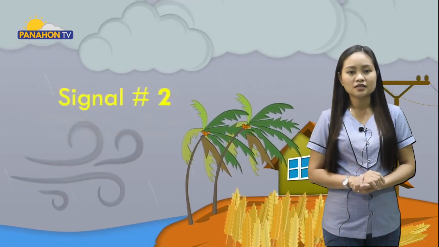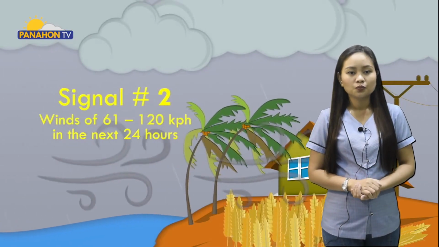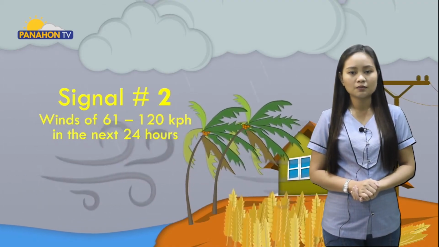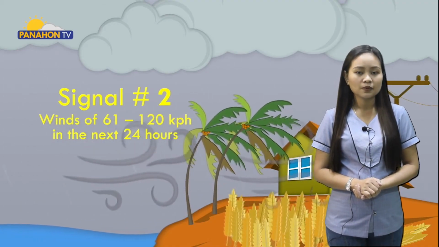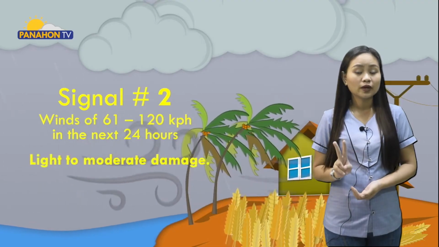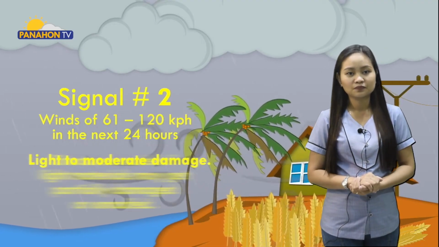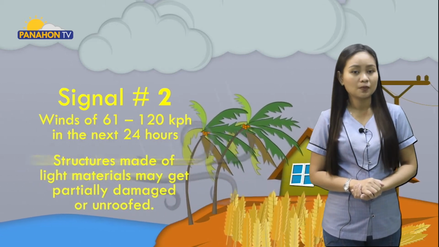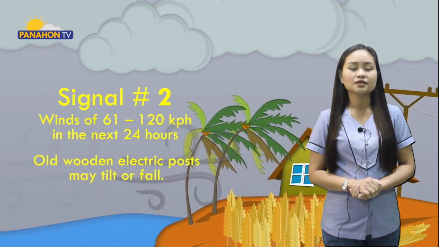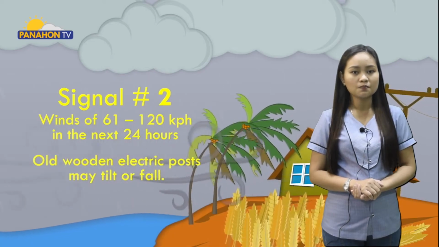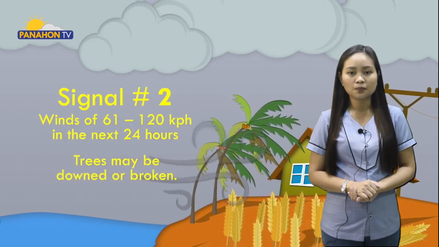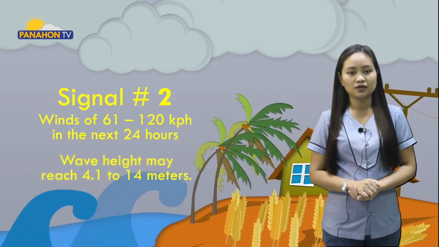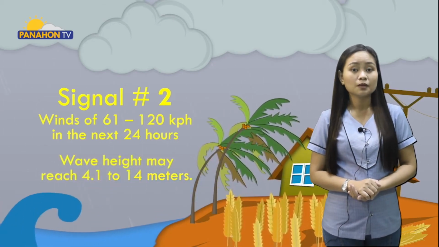Public storm warning signal number 2, winds moving at a speed of 61 to 120 kilometers per hour may be expected in at least 24 hours. Light to moderate damage may occur, like uprooted few big trees. Large number of nipa and kogon houses may be partially or totally unroofed, and some old galvanized iron roofs may be peeled off.